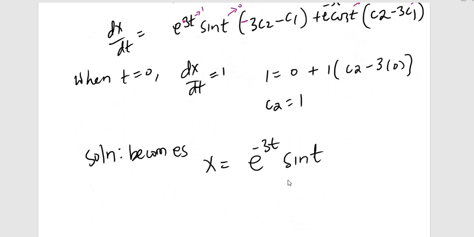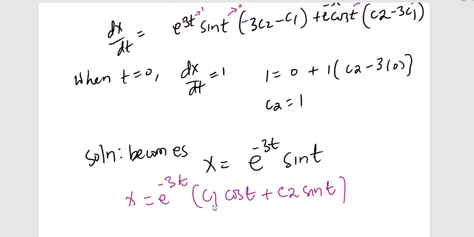The solution therefore becomes, if I substitute in my equation, x equal to e to the negative 3t into (c1 cos t plus c2 sin t). So if c1 is 0, I remain with c2 which is 1. So my equation becomes x equal to e to the negative 3t sin t.